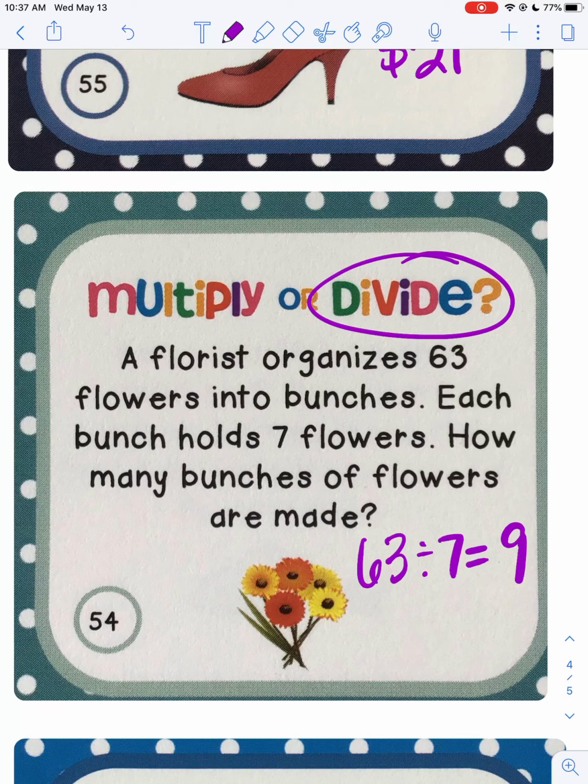So think about what is happening. If you're dividing something into groups, use division. If you are making something bigger, use multiplication. If you need to know how many times more something is, think about that math fact and the missing part, and you can do it that way.